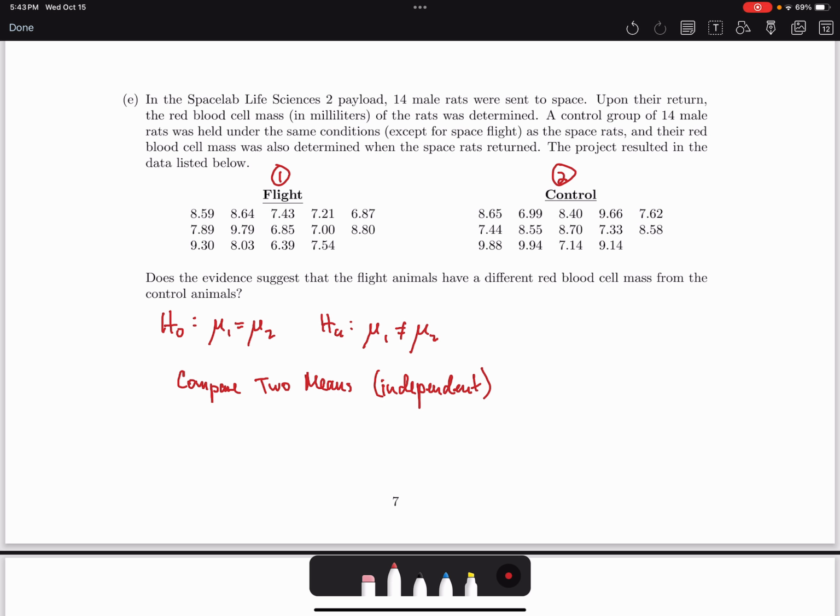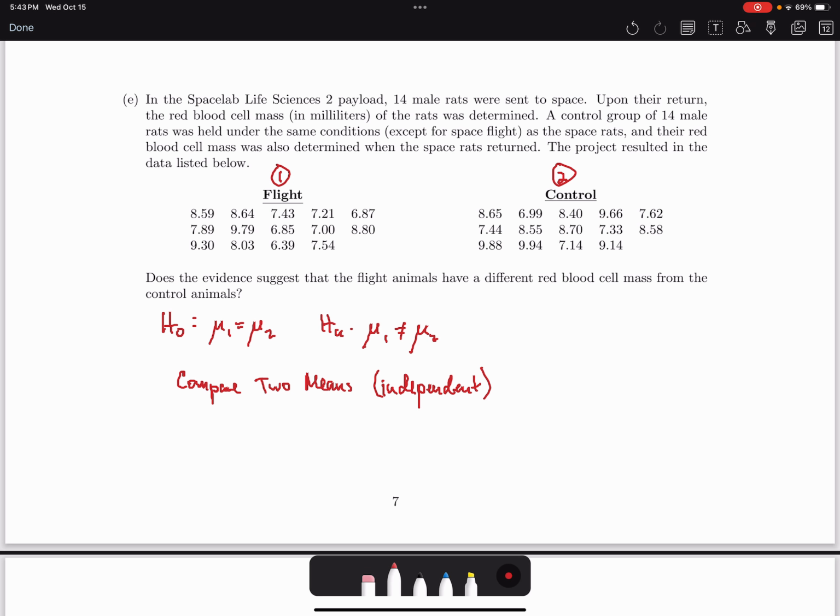Okay, I could also think of it like this. Does the evidence suggest that the flight animals have a different red blood cell mass? Well, sure, this flight animal has a different red blood cell mass from that control animal, right? So obviously on a case-by-case basis, but that's not really the question, right? It's implied that what we're asking is on average, right?